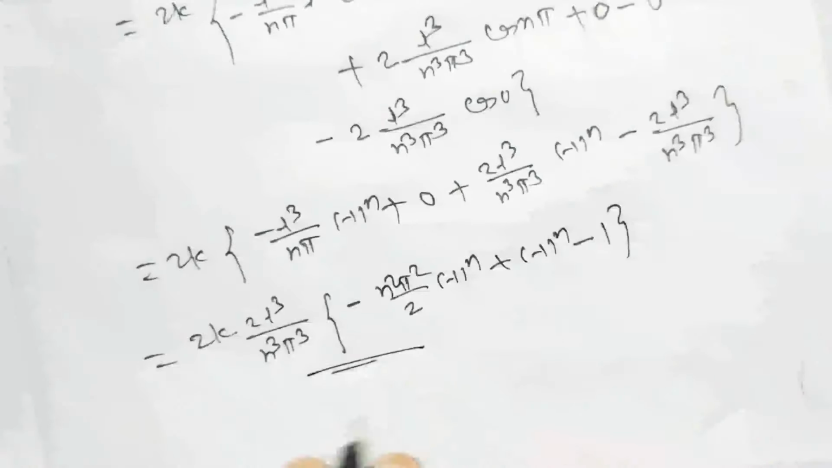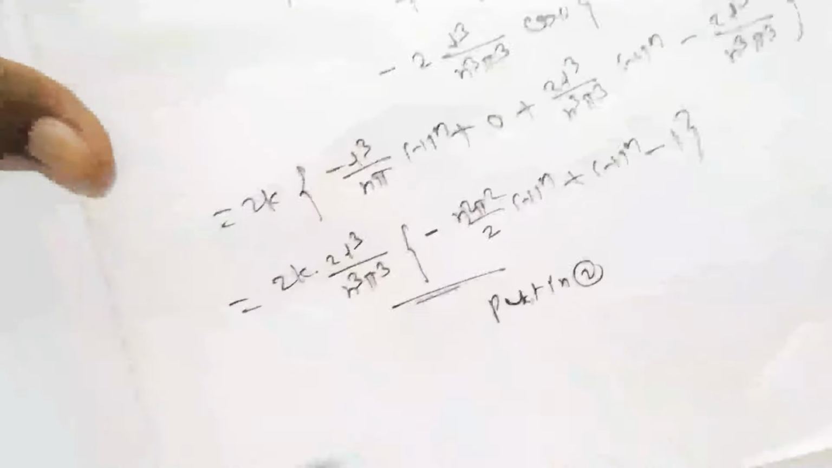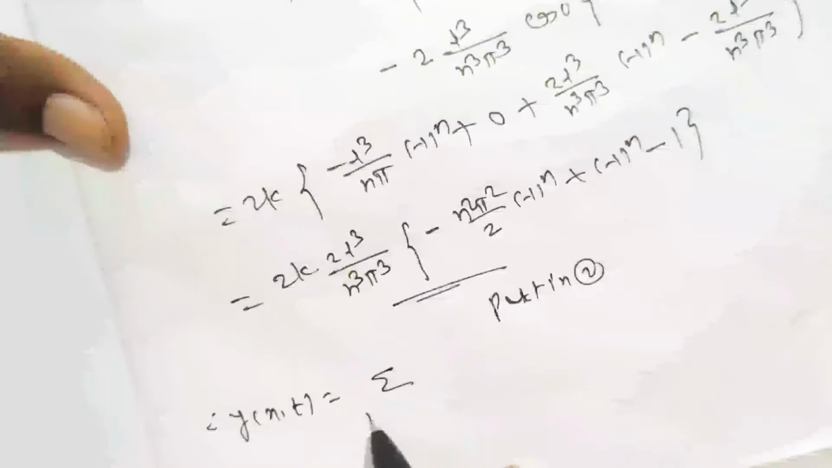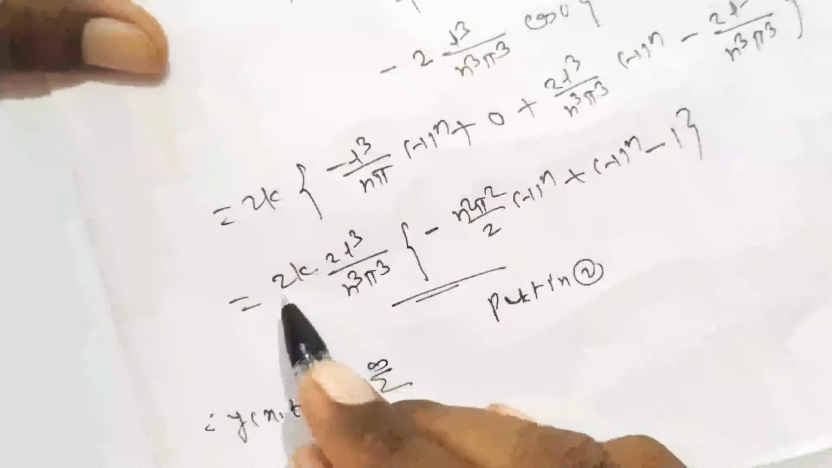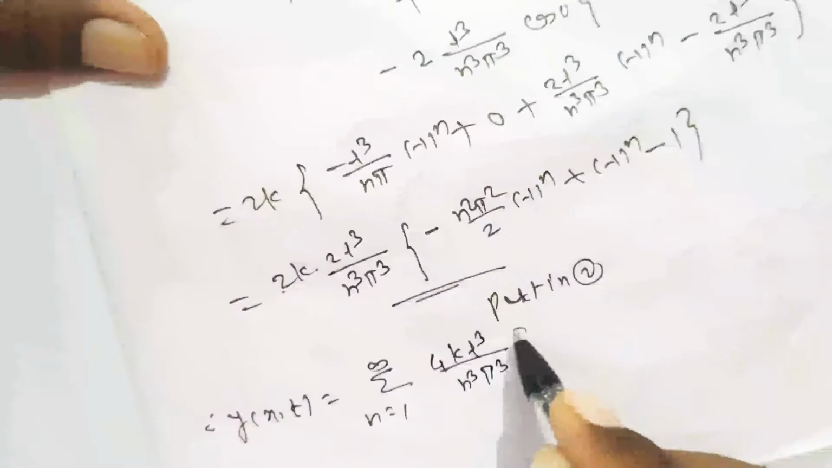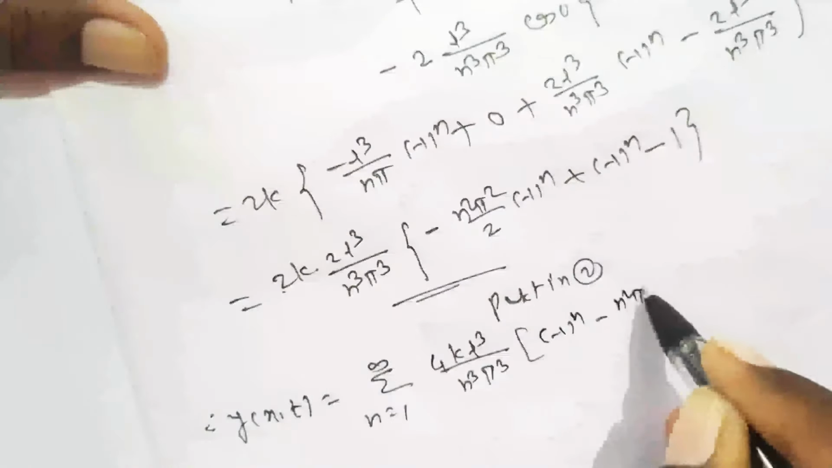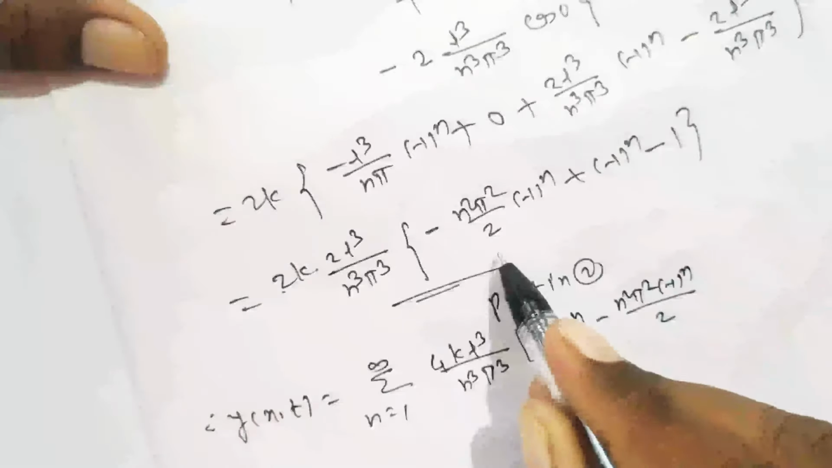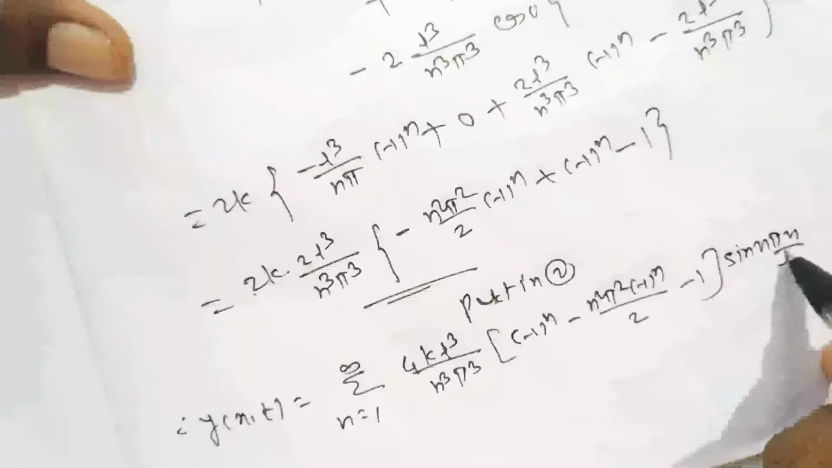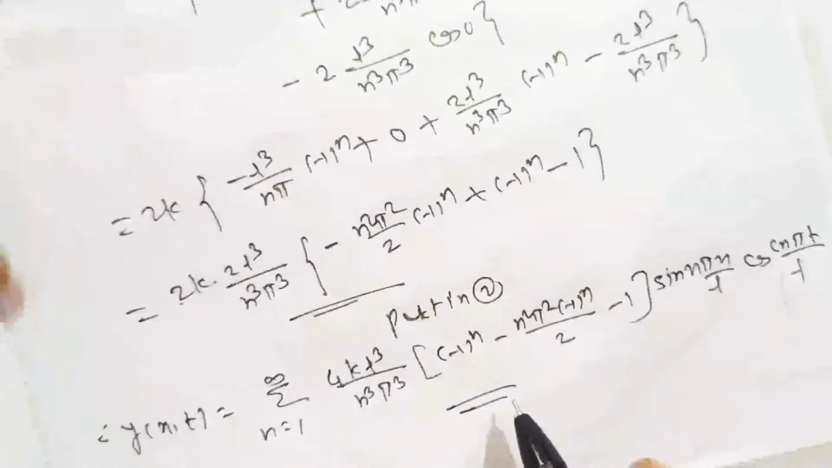So this is the bn, and finally put this bn in equation 2, and therefore the final answer, y of x, t, that is the solution of the given heat equation, is equal to summation of n varies from 1 to infinity bn. Bn is here 2 into 2, 4k l cube upon n cube pi cube in bracket, minus 1 raised to n minus n square pi square into minus 1 raised to n upon 2 minus 1, into sin n pi x by l into cos c n pi t by l. So this is the final answer.